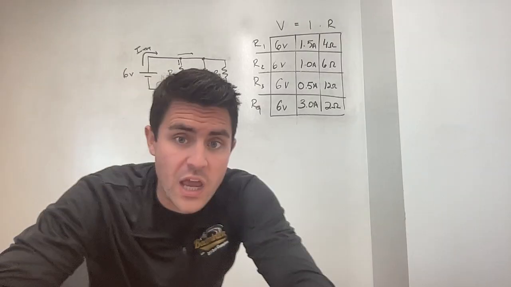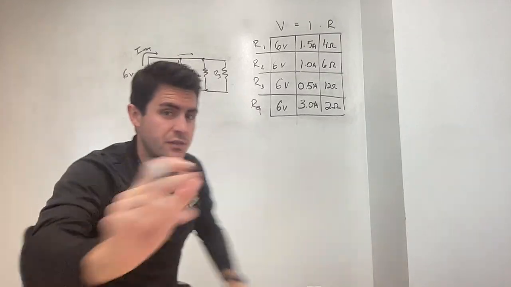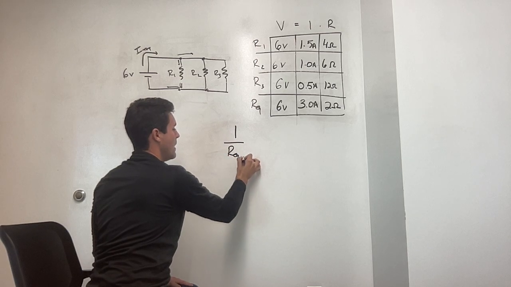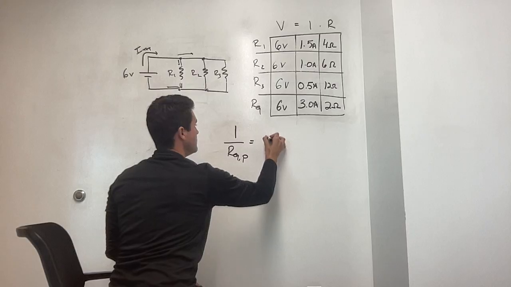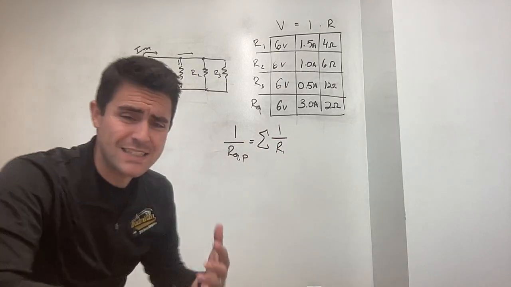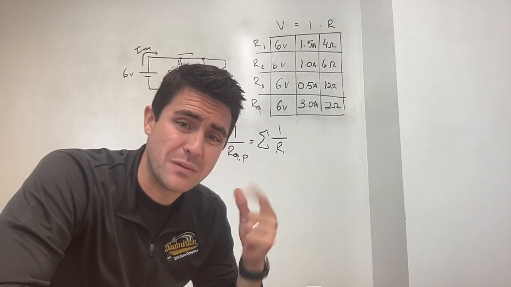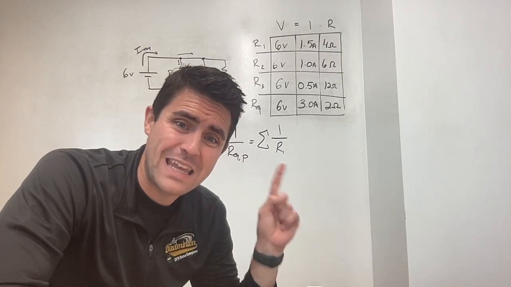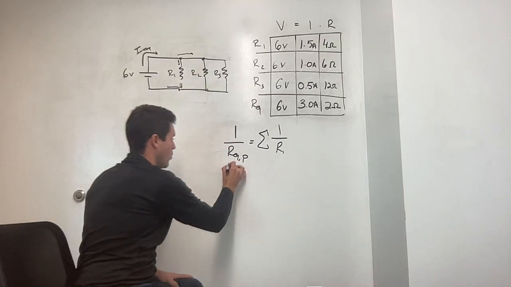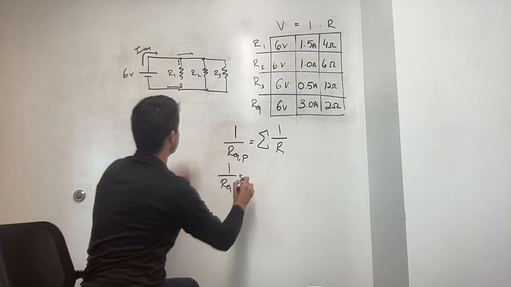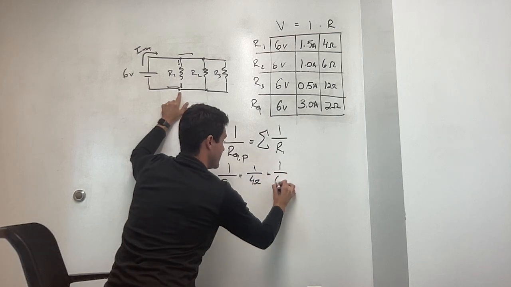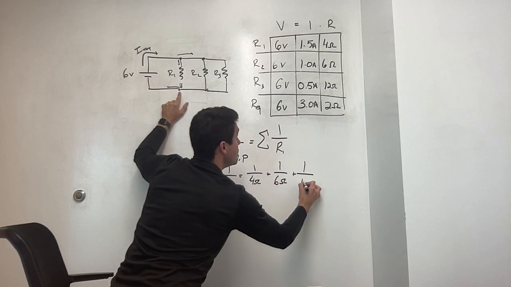Now, there's another way we can check this number. On your equation sheet, there's an equation written like this: 1 over Req parallel is equal to the sum of 1 over R1, and so on. What this means is that for any resistors in parallel, I should be able to add the inverses of those resistors, and it will be equal to the equivalent resistance's inverse. Let's check. So 1 over Req, which is the total, is equal to 1 over 4 ohms plus 1 over 6 ohms plus 1 over 12 ohms.